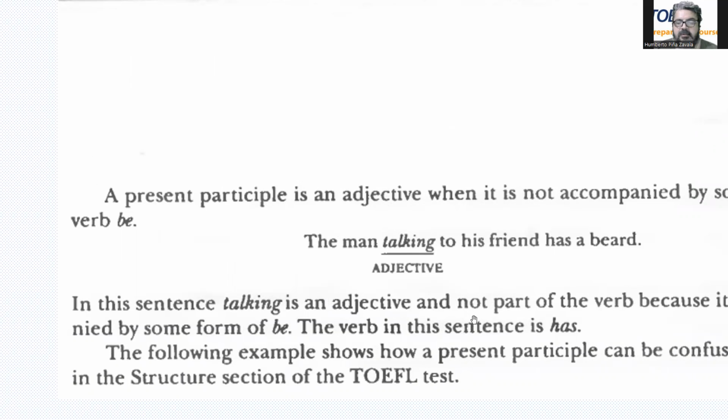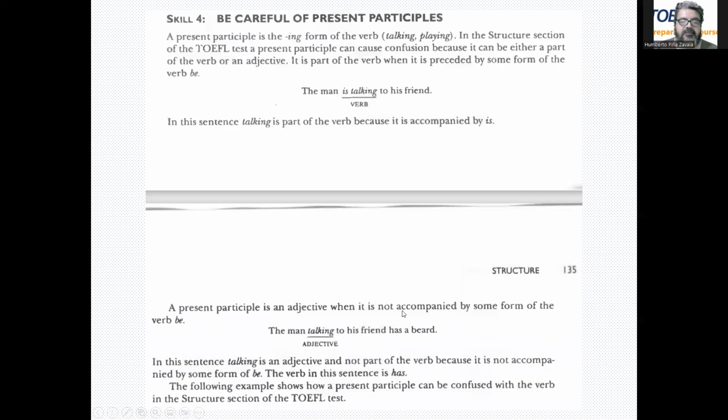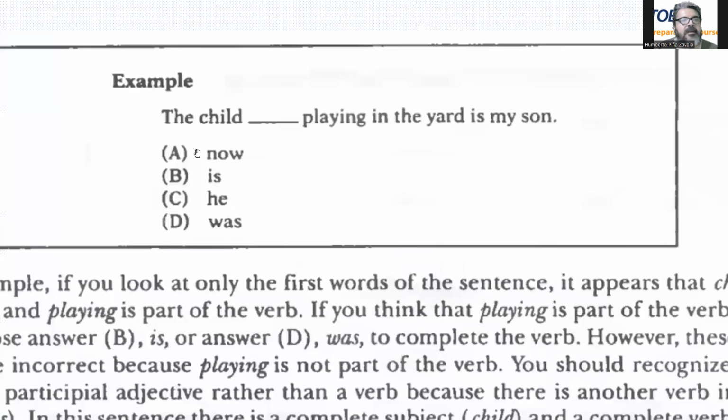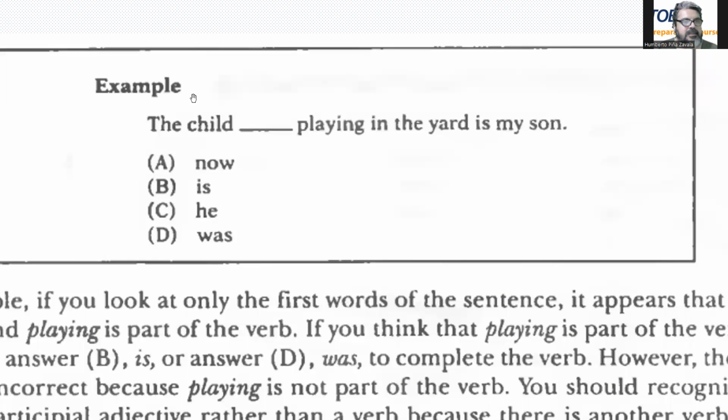So here we got an example that shows how the present participle can be confused with the verb in the structure section of the Toefl test. Example here, you said the child, well, you can recognize that as the subject, and you might think that playing is the verb, but there is a verb here, is. The child is my son. The child is my son. Now, what child are we talking about? All right? That's what I'm saying.